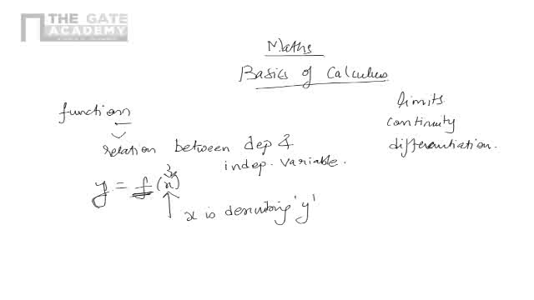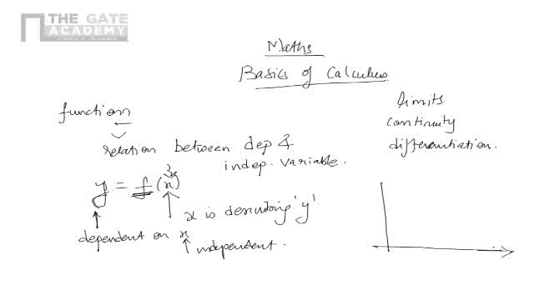So, it's something like we are putting a constraint on y, that you can take these values only. So, y is dependent on x and x is independent. What do I mean by this? Say for example, let me take a function for example. Say x is here, y is here.